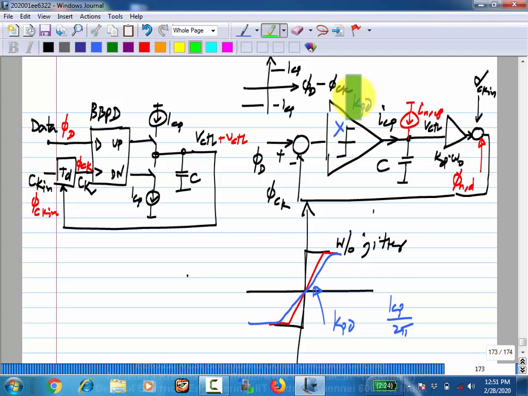This is what? Bang? No. The bang. So this is some sort of average behavior, but the bang jitter will be there. We'll see how much bang jitter will be there.